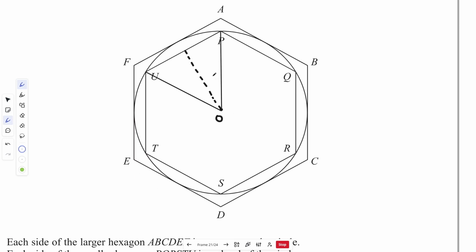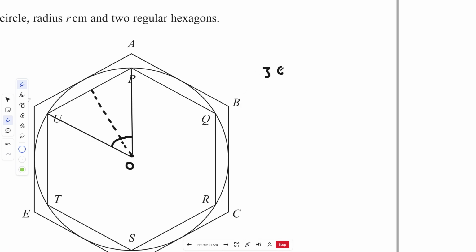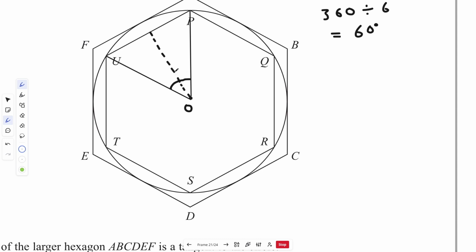Now that we've got the smaller triangle for the smaller hexagon drawn on, we can start to take a look at the properties of a hexagon that would allow us to break this problem down into simpler pieces. So first of all, we have the fact that this angle over here should be one of 6 equal parts. So 360 divided by 6 gives us 60 degrees. So we know that this angle over here is going to be 60 degrees combined.